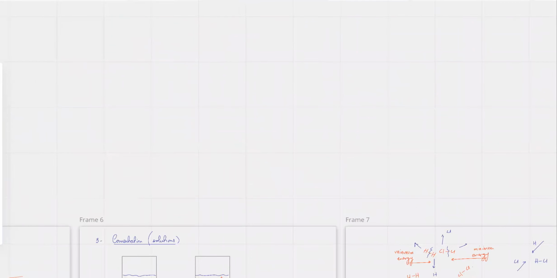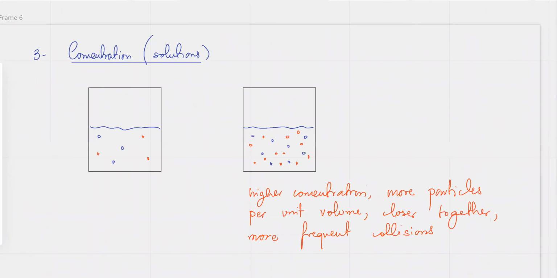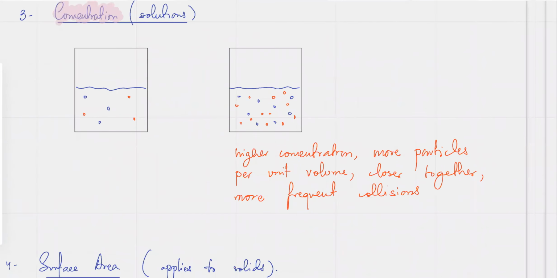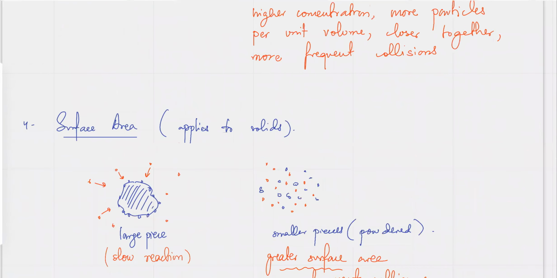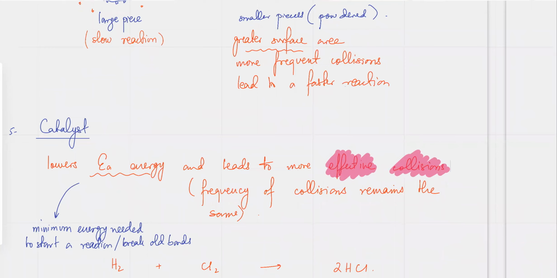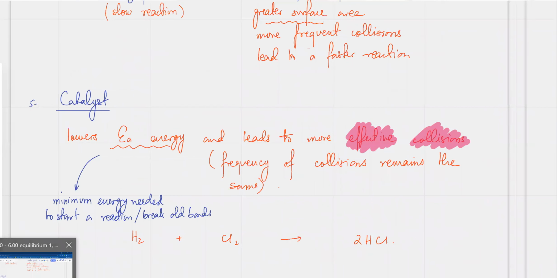The third factor was concentration, for solutions. Whenever you increase the concentration of a solution, you get more particles per unit volume. So they will bump into each other a lot more. There would be more frequent collisions. One was surface area: solid lumps will have a slow reaction. Small pieces will be more exposed. There'll be more collisions if the particle is broken down into smaller pieces, which would lead to a faster reaction. The last one was catalyst. There were 5 factors that we studied.